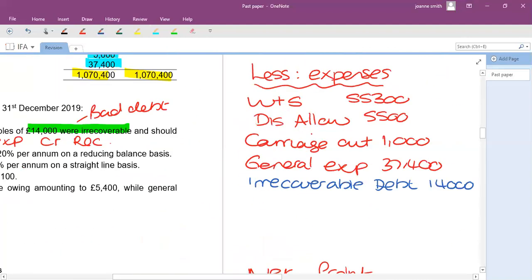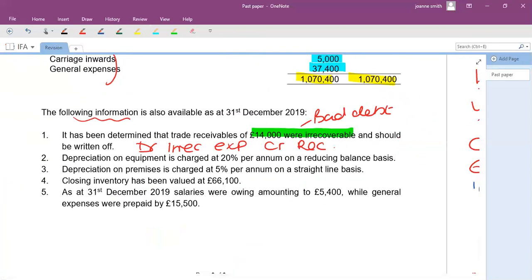Now, the next adjustment we've got is one that we see on a regular basis, and this is depreciation. So it's on the equipment, and we want to charge it 20% on a reducing balance basis. Now, I advise you to do some sort of working for this rather than just throw the number in, because if we can see that you've got it right, then you might get some of the marks on offer.